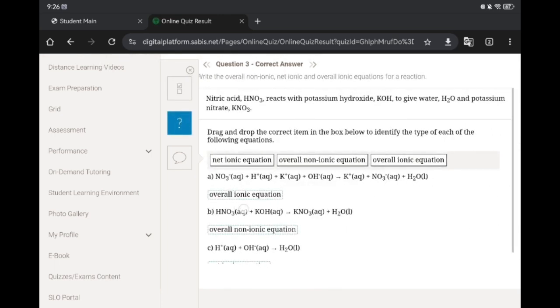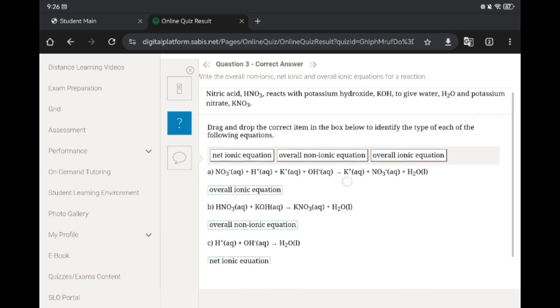Here you can tell because it has every ion. Like these two are the same. They could be cancelled out, but the main way you can tell is that it has every ion. If you see two of them on different sides, like you see K here and you see K here, then it's overall.